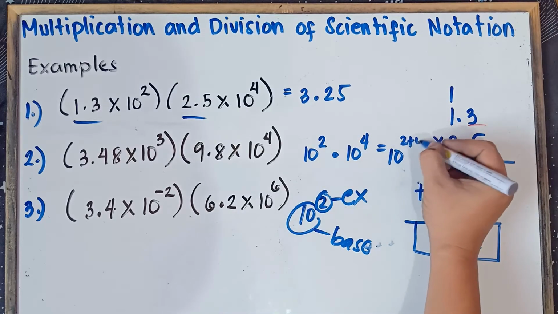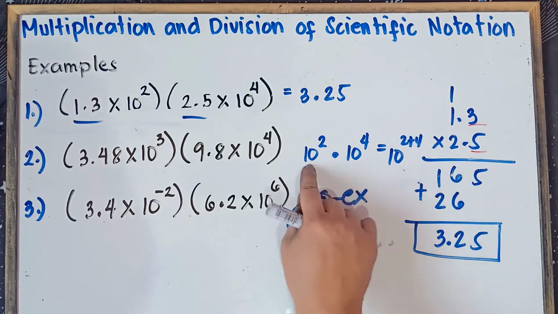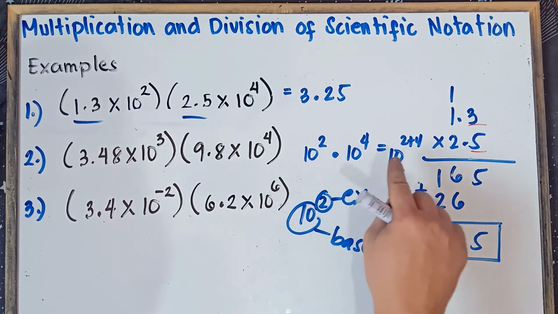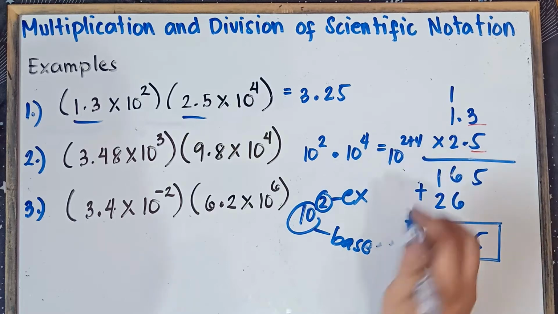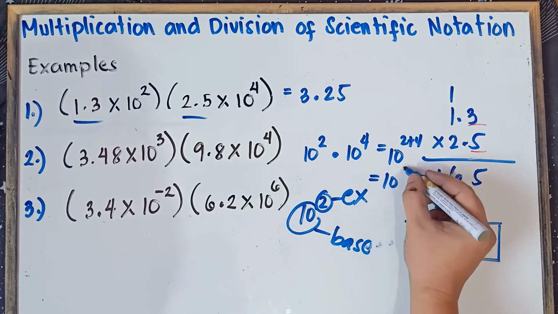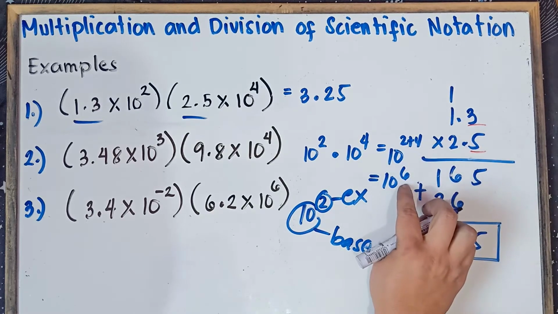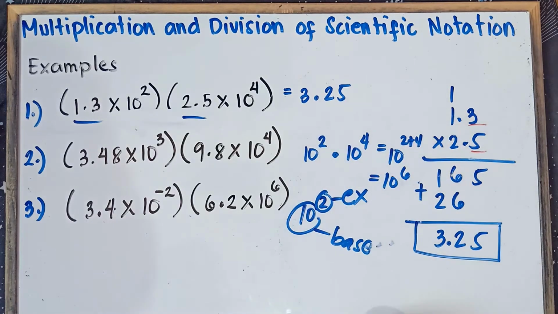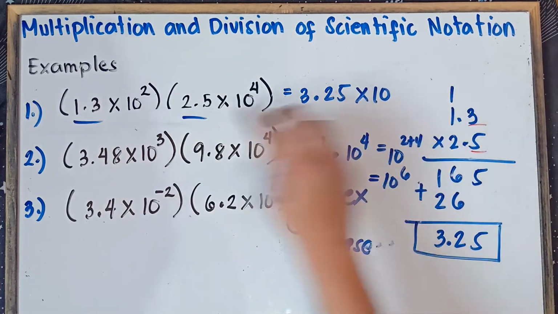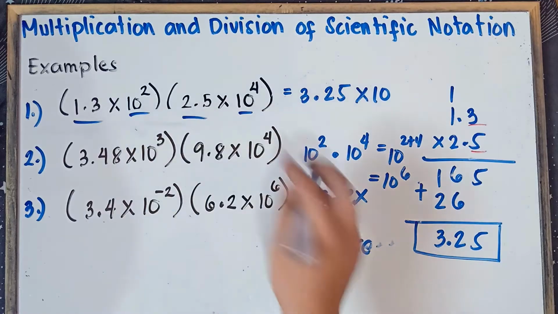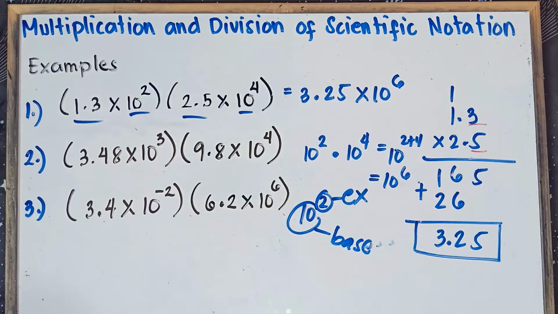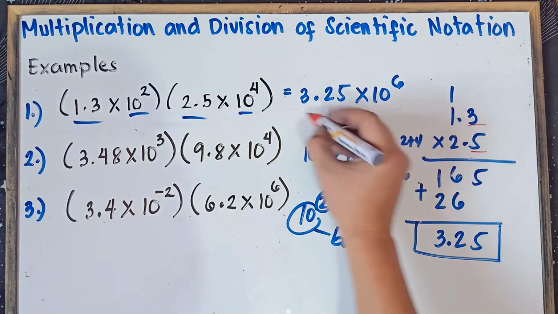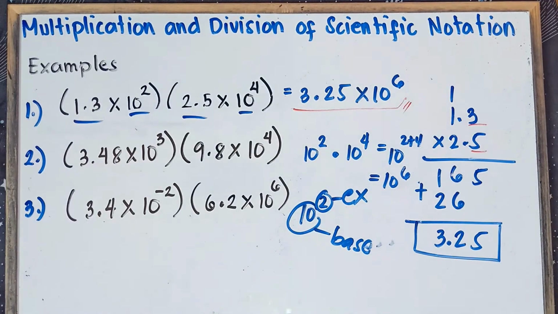That will be 2 plus 4. Once again, if they have the same base, simply copy the base, copy 10, and then add the exponent, 2 plus 4. So this will be 10 raised to the power of 6. So this will be 3.25 times 10 raised to the power of 6. That's the answer with regards to example number 1. All set with example number 1.